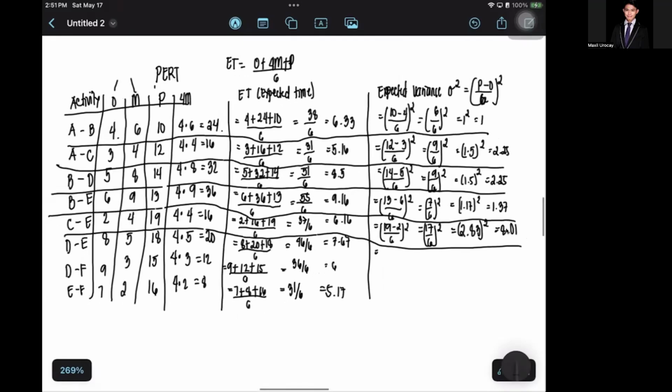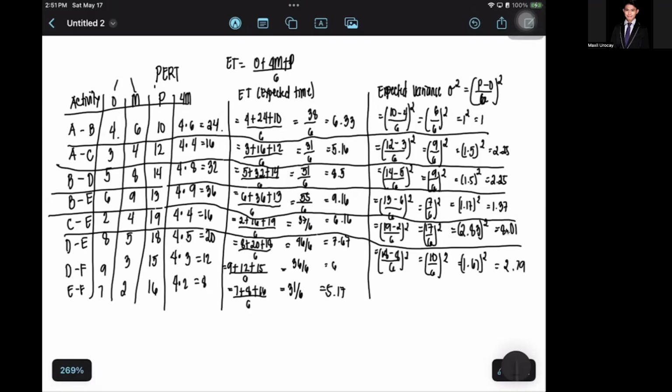Okay, so afterwards, 18 minus 8 over 6 squared. 18 minus 8 is 10 divided by 6 squared. 10 divided by 6 is 1.67 squared. 1.67 times 1.67 equals 2.79.